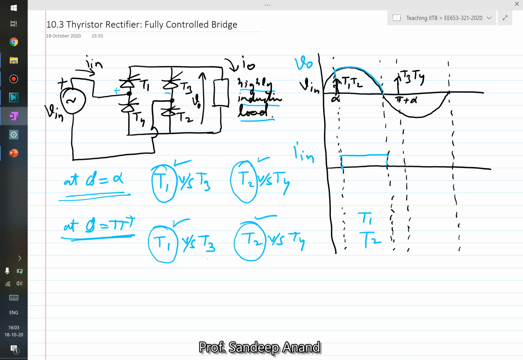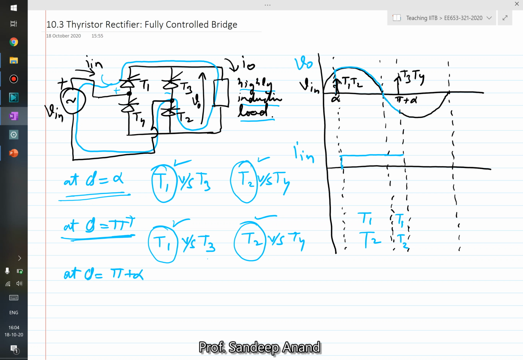If T1 and T2 are conducting, then the current would flow in this way, right? And the output voltage would be equal to the input voltage, and the input current will be equal to the output current. So in this period also T1, T2 conduct, the current remains the same, right? So current does not come back to zero, and the output voltage continues to follow the input voltage. Now the input voltage is going negative, so the output voltage also goes negative in this case. So this, you see, is certainly a difference between the half controlled and the fully controlled, right? HC versus FC.